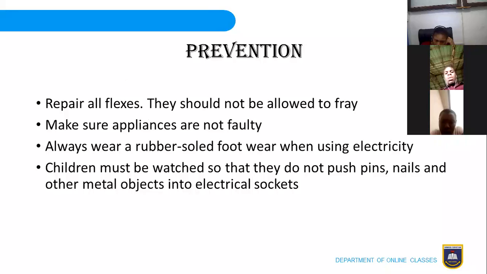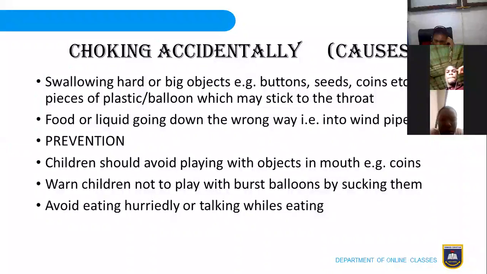And we also said that we have to watch children so that they don't push metallic substances into electrical sockets. We went further by looking at choking, and we gave some of the causes as eating hurriedly and swallowing hard or big objects. And we said when food or liquid goes down the wrong way into our system, that can also cause choking.